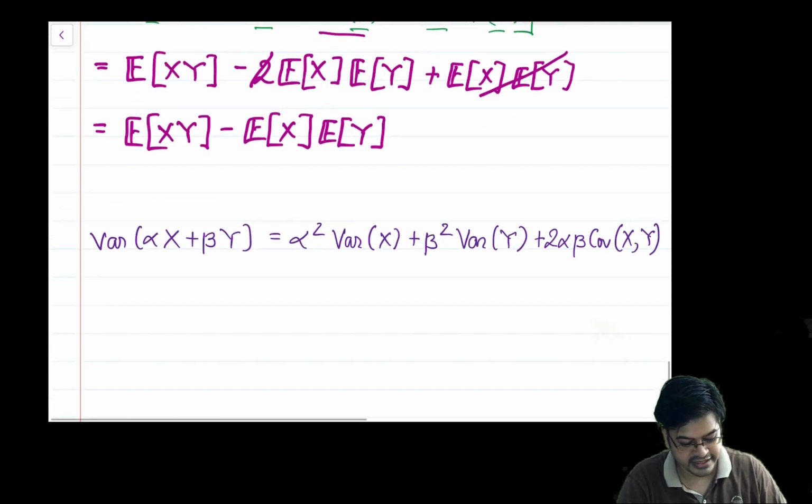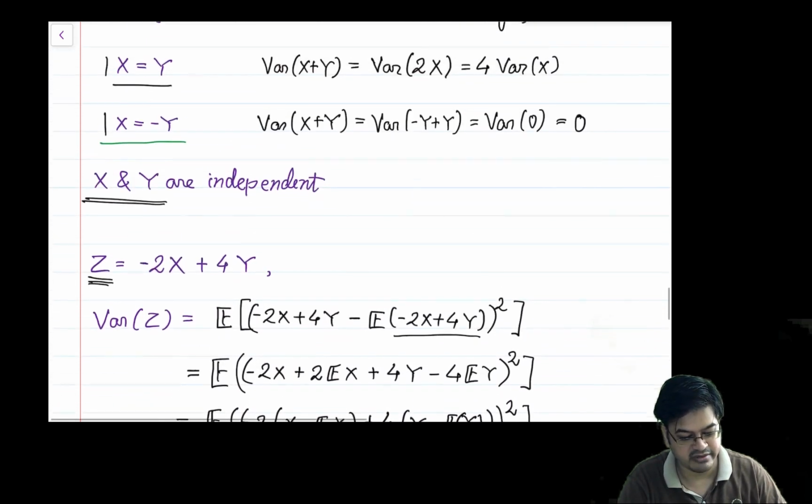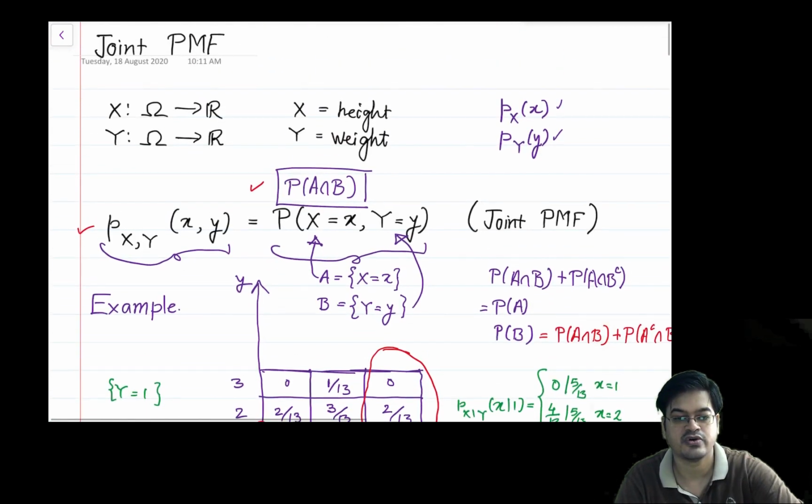Okay, that completes our discussion on joint multiple random variables. We have introduced a notion of covariance as well.